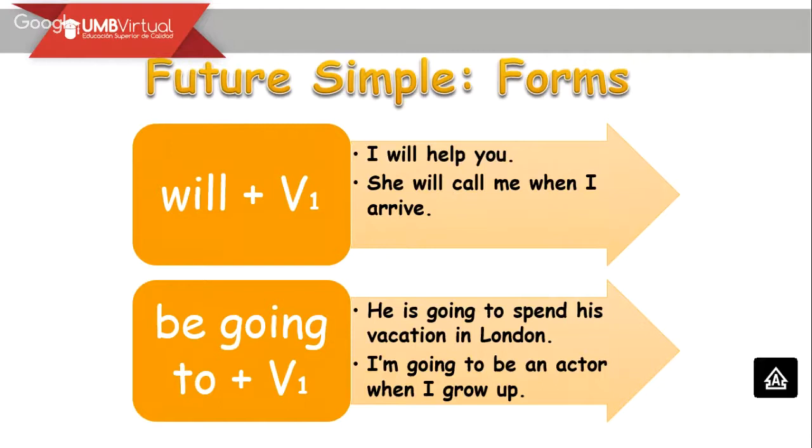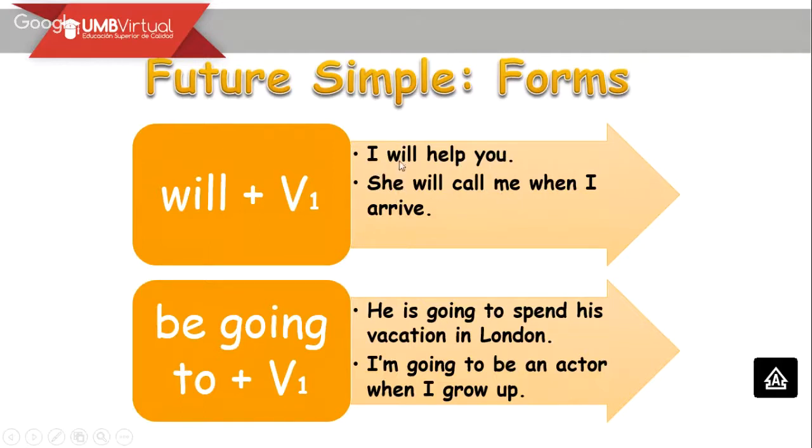We're going to see some examples. You can just look at them in more detail. I will help you. She will call me when I arrive. According to the first sentence, as you can see right here, there is the subject, then we have will, because it is a positive sentence. Later on, we have the verb, and finally the complement. In this case, it is the same.